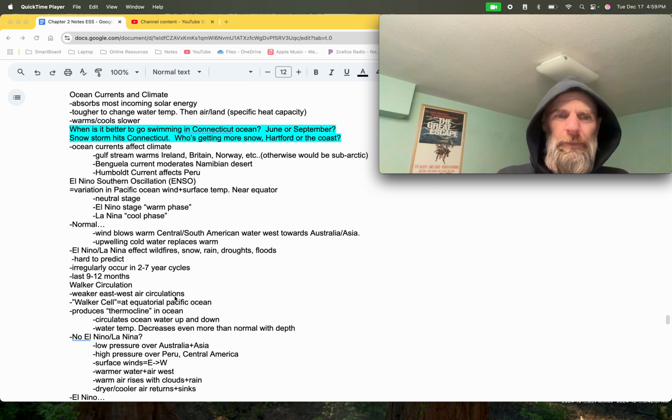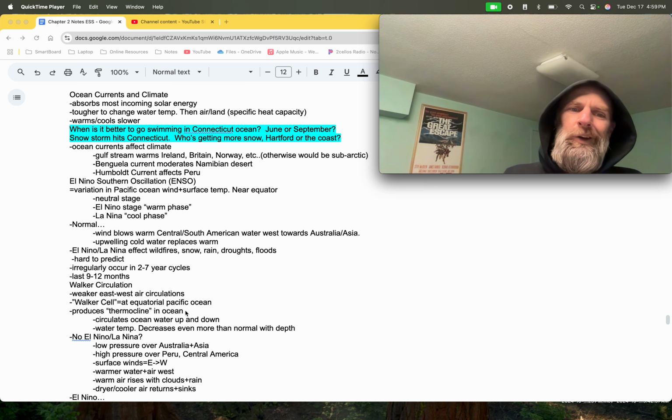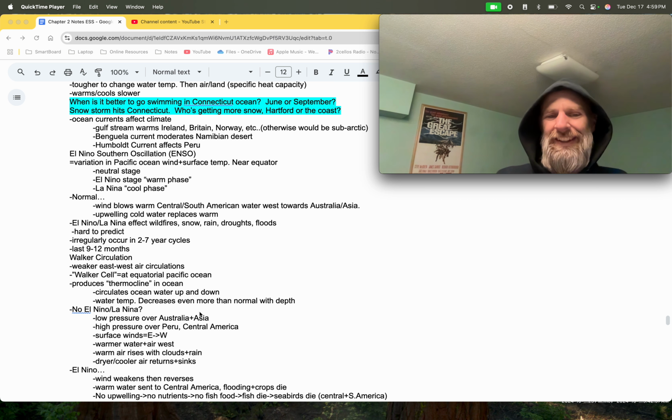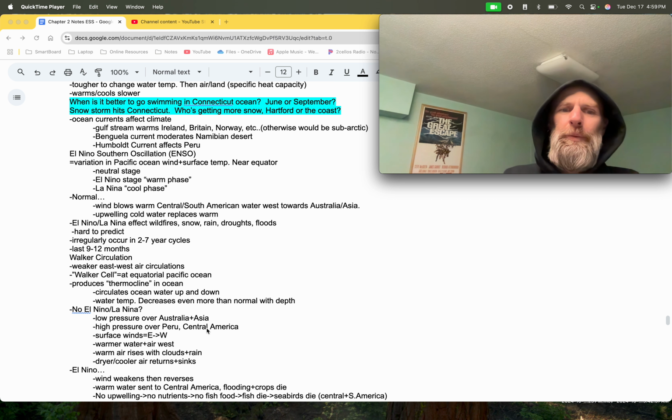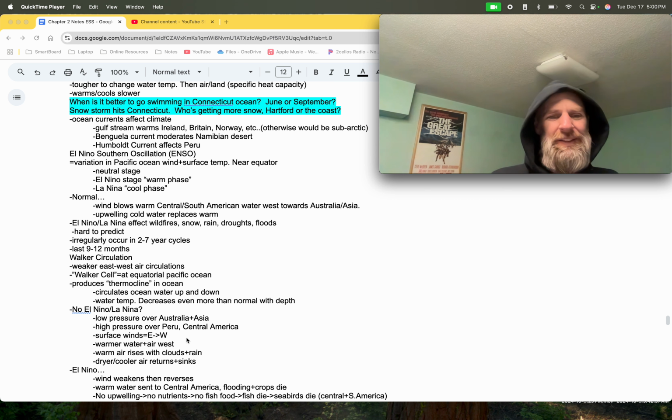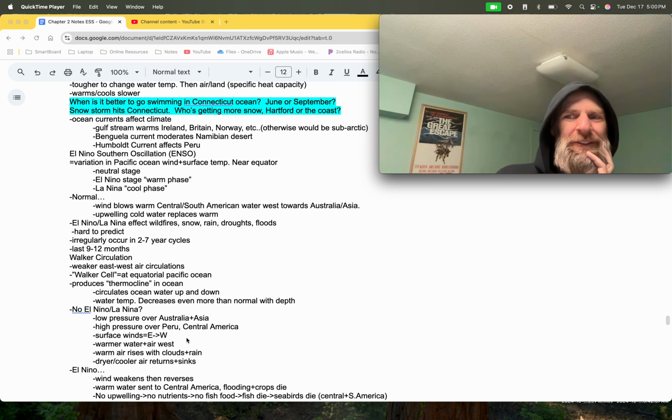So, in the normal state, there's low pressure over Australia and Asia. Plenty of precipitation there. There's high pressure over Peru and Central America, not as much precipitation there. The surface winds go from east to west. The warmer water plus the air is in the west. Warm air rises with the clouds plus rain. The drier, cooler air returns plus sinks. That's the way it goes normally.